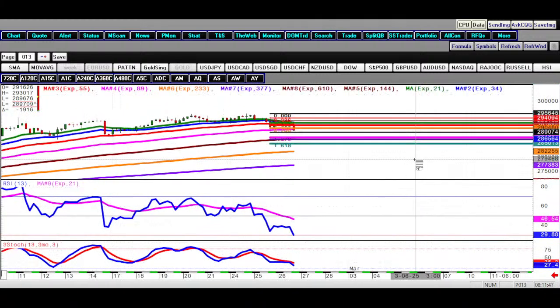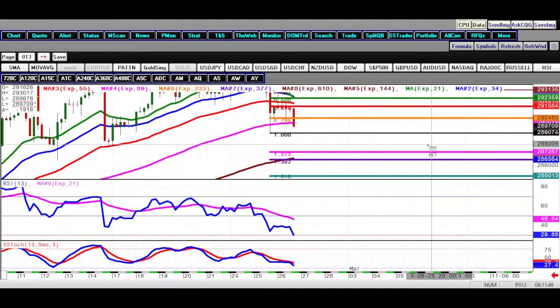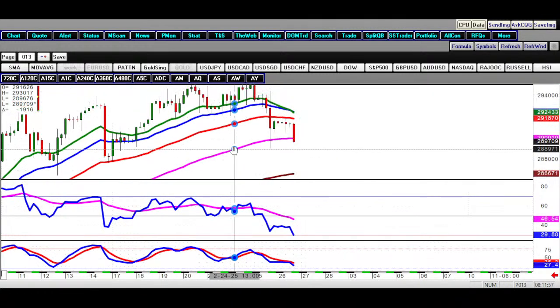I think it's touching the next target, 2896. Okay, 2896. Let it move. Let it move. It's okay. Let it move.